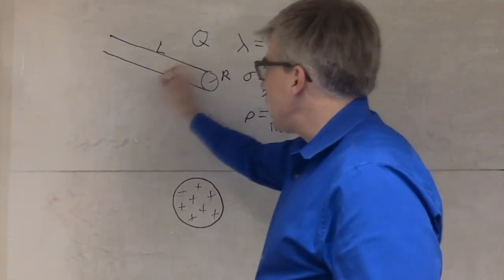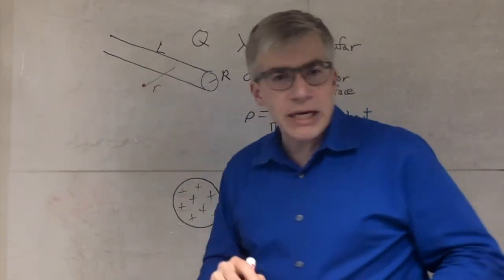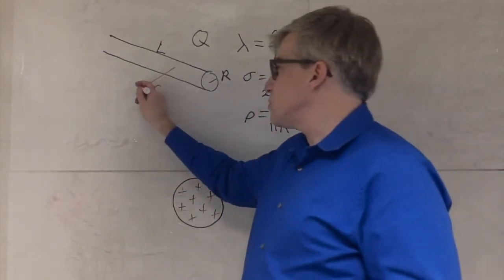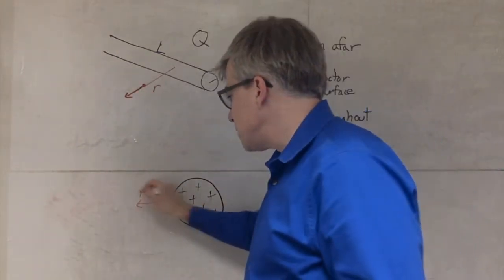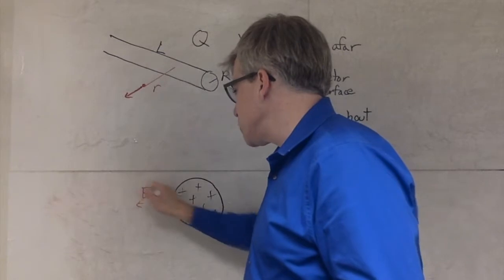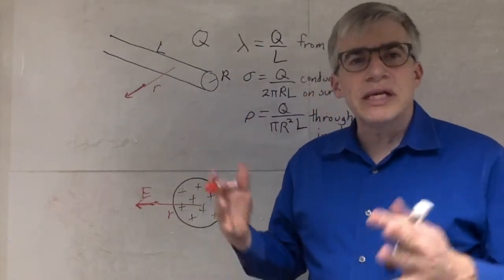I'll go out a distance, I'll call it small r, and I want to know the electric field right here. Well, if this thing's positively charged, I certainly expect it to point outward. The edge on view here might be like that. The electric field points straight out, and the distance is r. So how am I going to build a surface?